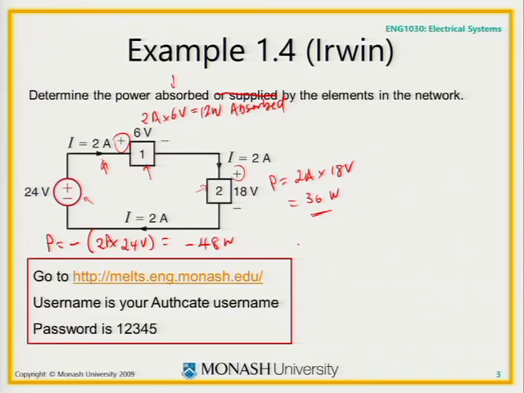And you can check this is correct because this is power supplied, and these two are power absorbed, so the sum of the power supplied must equal the sum of the power absorbed. So when you sum them all together, total power must be 0. That's Tellegen's theorem. Okay, very good.